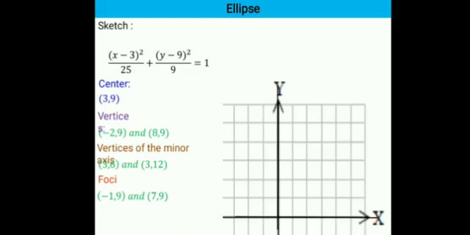So let us look at the sketch. So first, that is the center, assuming that each unit is 2 units on each of the lines. So that is your 3, 9, that is the center. That is negative 2, 9. The other side is 8, 9. For the minor axis, that is 3, 6, and 3, 12. So we can now draw the ellipse with that one. And for the foci is negative 1, 9, and 7, 9.